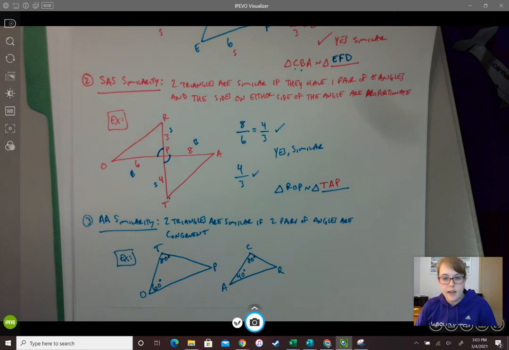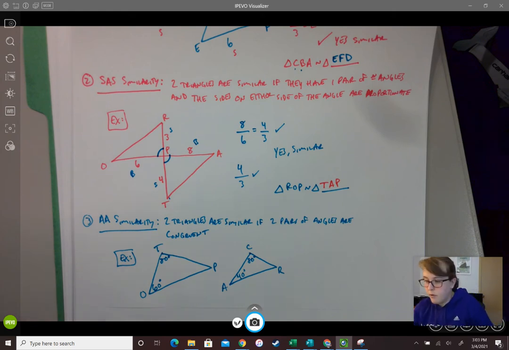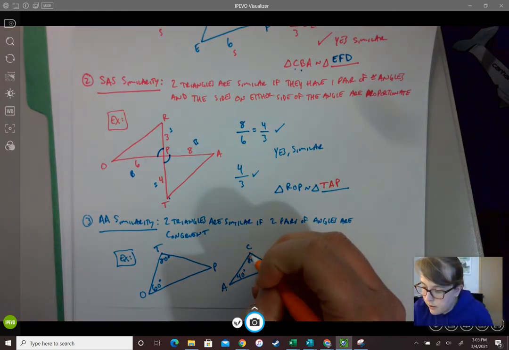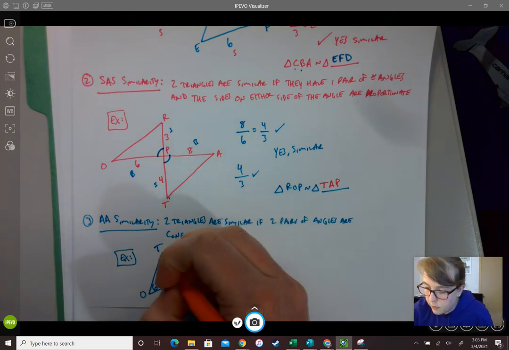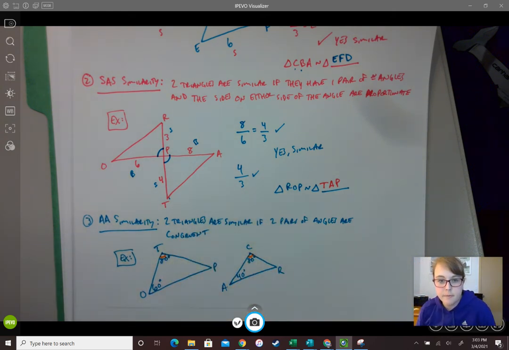Okay, so for AA similarity, you have to know that two pairs of angles are congruent. Now first, we know that we've got one pair of congruent angles to start with. These are both 80. So that's good. But these two angles are not the same. They're close, but not quite, right? 160, 140, so that's not even really that close.